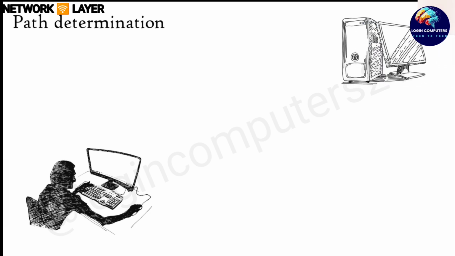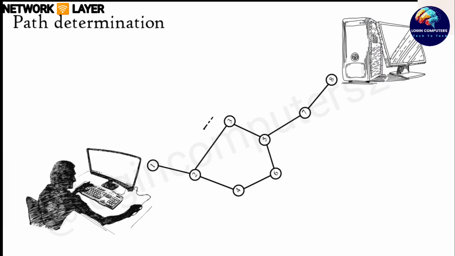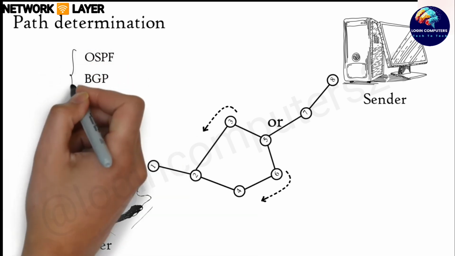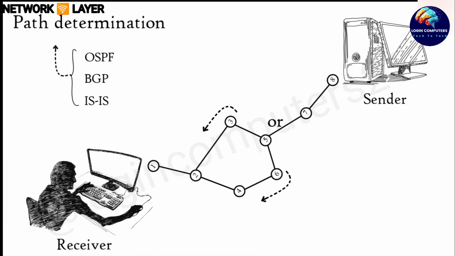Now path determination. A computer can be connected to any internet server or computer in a number of ways. Choosing the best possible path for data delivery from source to destination is called path determination. L3 devices use protocols such as OSPF, Open Shortest Path First, BGP, Border Gateway Protocol, and Intermediate System to Intermediate System to determine the best possible path to deliver data.